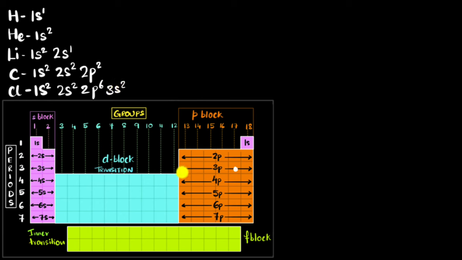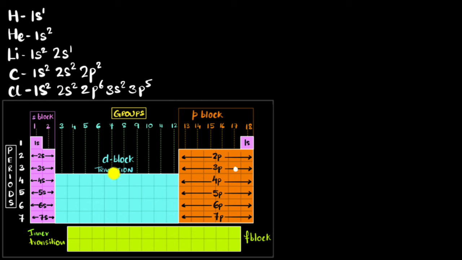And then finally we come to 3p. 3p, 1, 2, 3, 4, 5. It's 5 squares to the right in the p block, so it's 3p5. And now we can check. Chlorine has a total of 17 electrons. So let's check that. 5 plus 2 is 7, plus 6 is 13, plus 4 is 17. And there you have it.